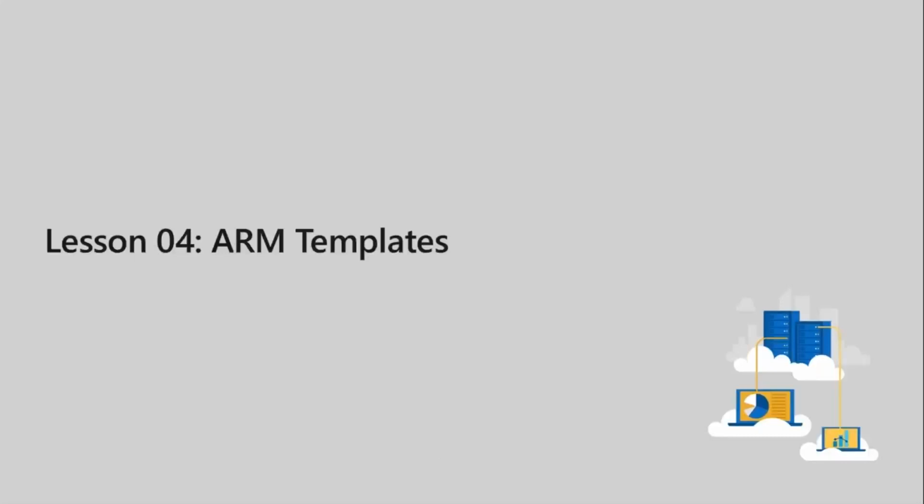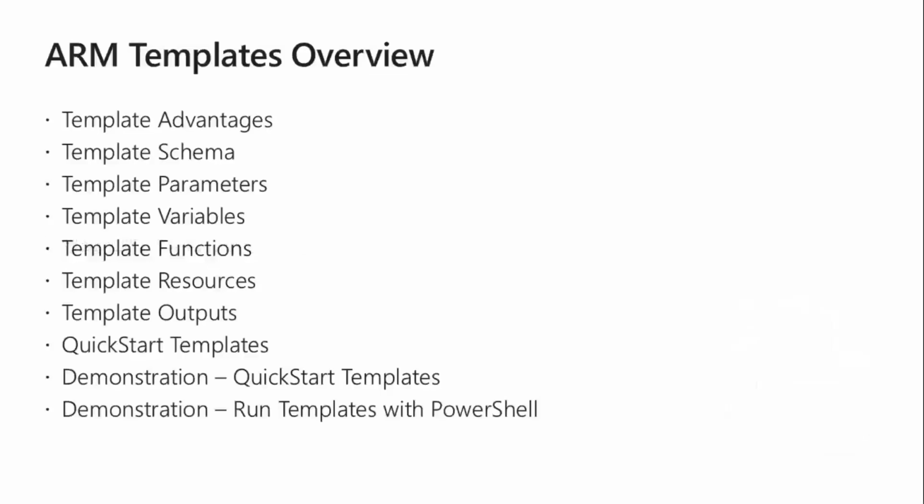ARM template. Let's see what is there. ARM template advantage, schema, parameter, variable. These are the common structure of the ARM template that we are going to discuss here. Function, resources, outputs, and then we can see the templates also.